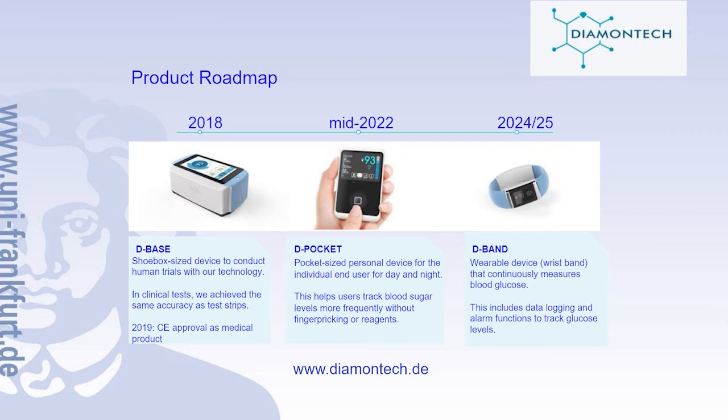This shoebox-sized device can be used by multiple users that identify themselves with an RFID chip and measure their glucose, so it can be used in clinics. A pocket device is on its way. It will come on the market by mid-2022. And a bench-top type with further miniaturization of quantum cascade laser technology will be available at about 2024, 2025. You see details on that on the Diamondtech homepage down here.